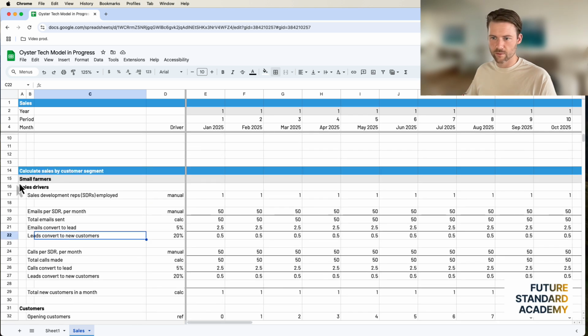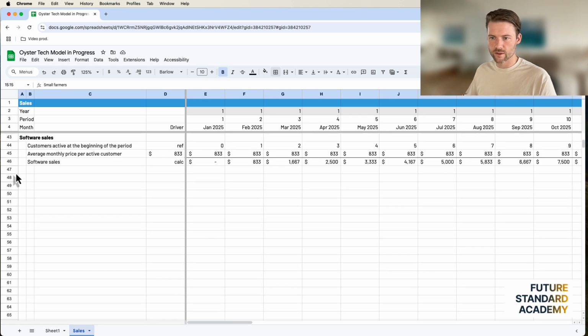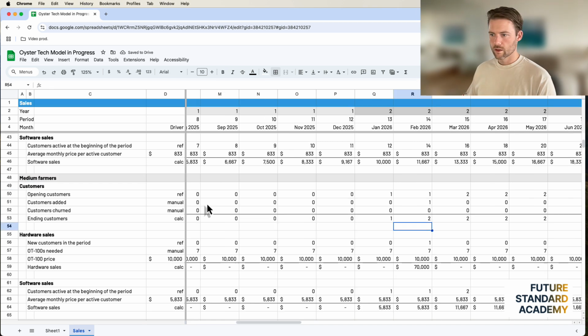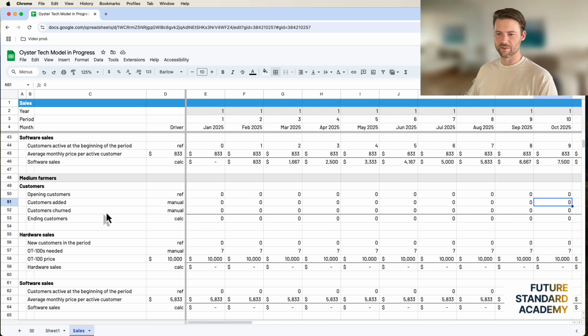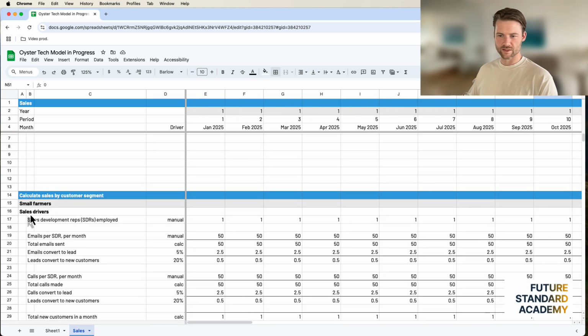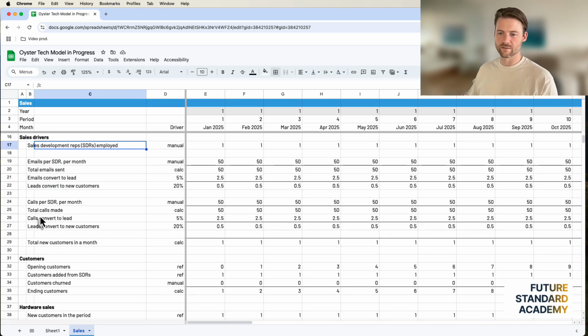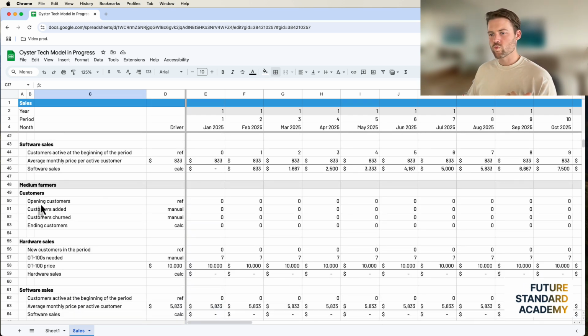Okay, so that's small farmers. Then we go into medium farmers. And this one is where it gets a little bit tricky and interesting, I think. So what matters here is that with the customers, there's actually nothing that precedes them anymore. So up here, we've got these sales drivers. So sales development reps are employed and they do these emails and make these phone calls. At the medium customer level, it's no longer possible to do that because these accounts become quite large.